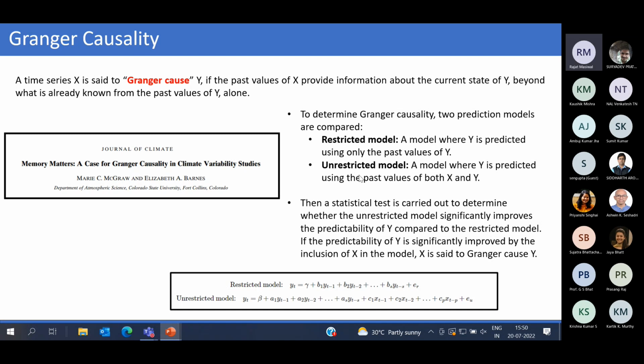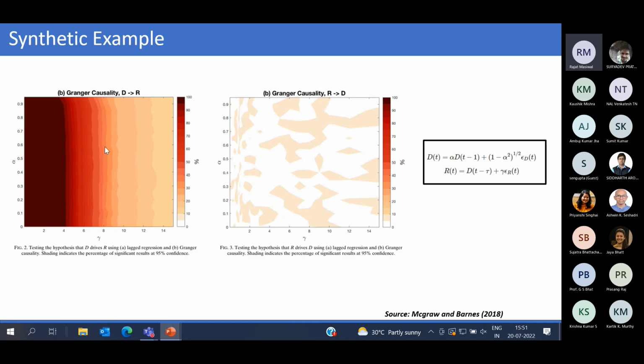And then we have this unrestricted model where we use both X and Y to predict Y. So here time histories of Y prior to t and time histories of X prior to t are used to predict Y at time t. This is the unrestricted model. And if the unrestricted model performs better in terms of predicting Y as compared to the restricted model, we say that X Granger causes Y. That's the theory. I'll skip most of the details. I'll just show these two results from the paper.